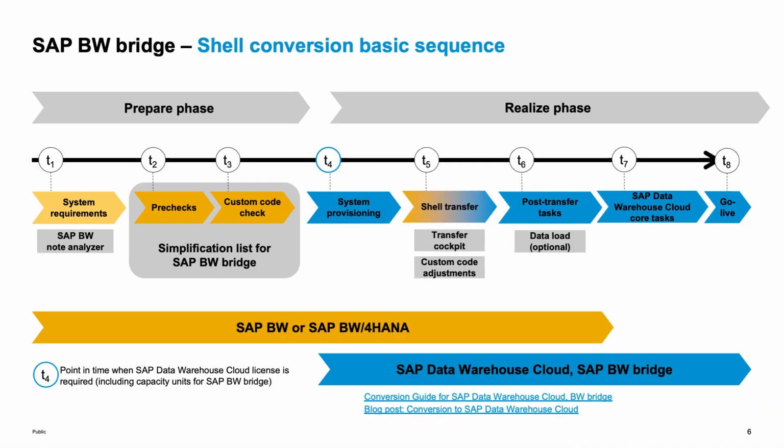And here also, as part of the prepare phase, of course, some other tasks are required, like for example, checking the release level of the sender system or updating the original sources with regards to ODP, or ensuring that the cloud connector is up and running, but all the details are described here in detail as mentioned in the conversion guide.